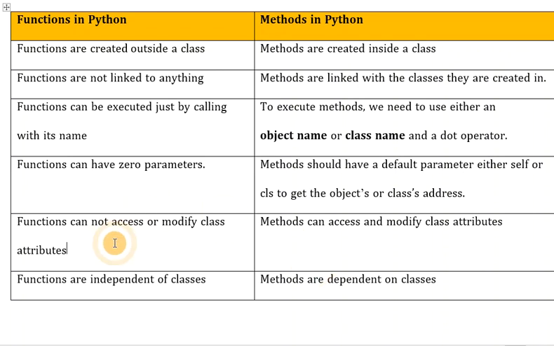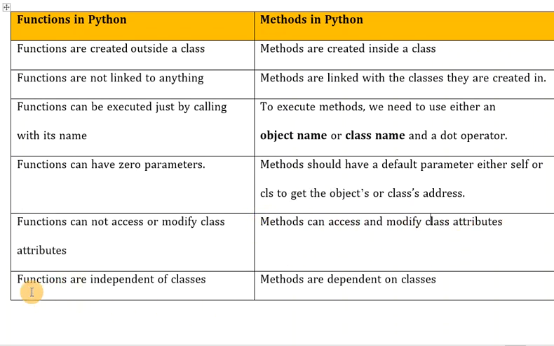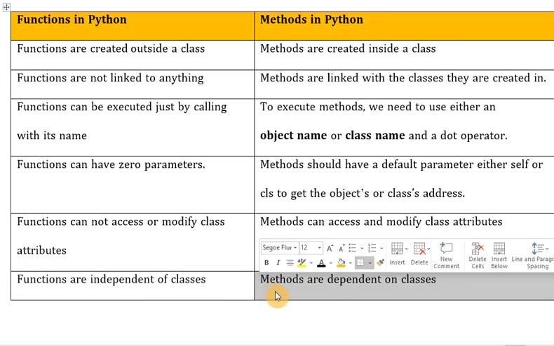Now let's see another difference. A function cannot access or modify the class attributes, because the function is outside the class. But methods can access and modify the class attributes. One last point: functions are independent of the classes, but methods are dependent on the classes. This is because methods are defined inside the class, so definitely they are dependent on the classes.